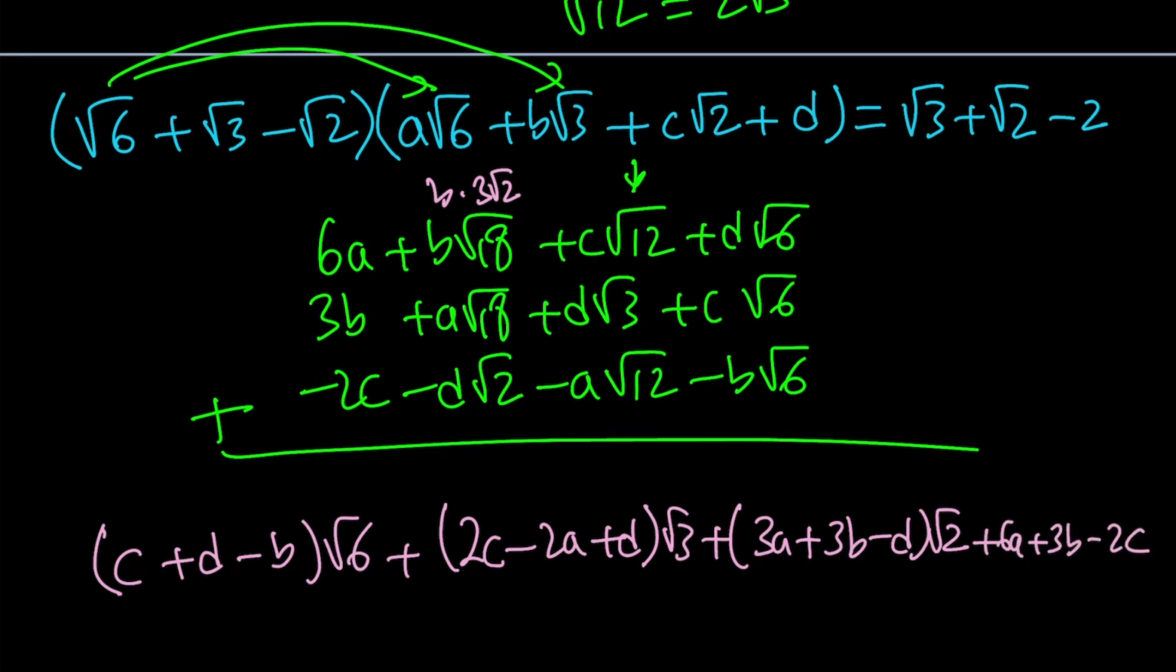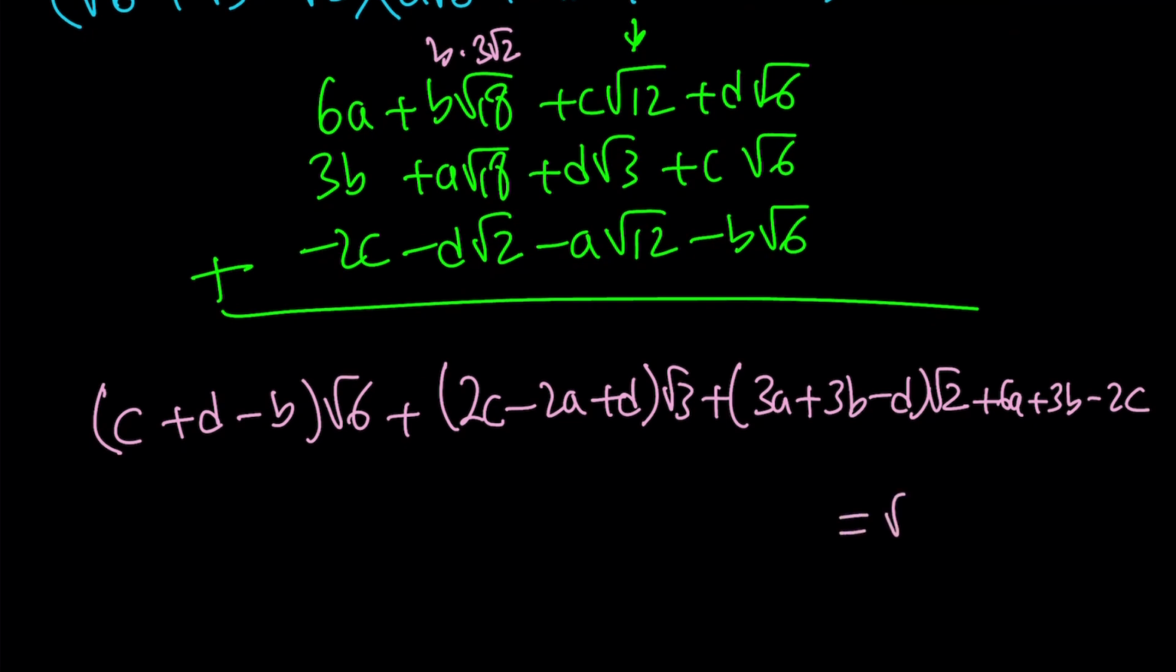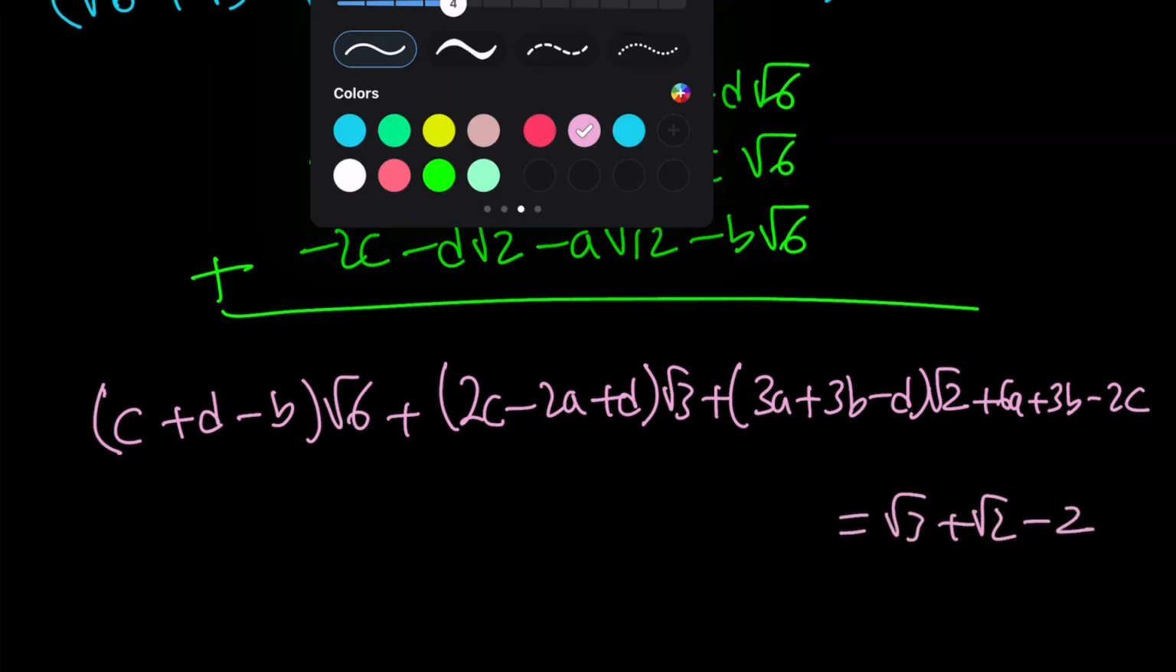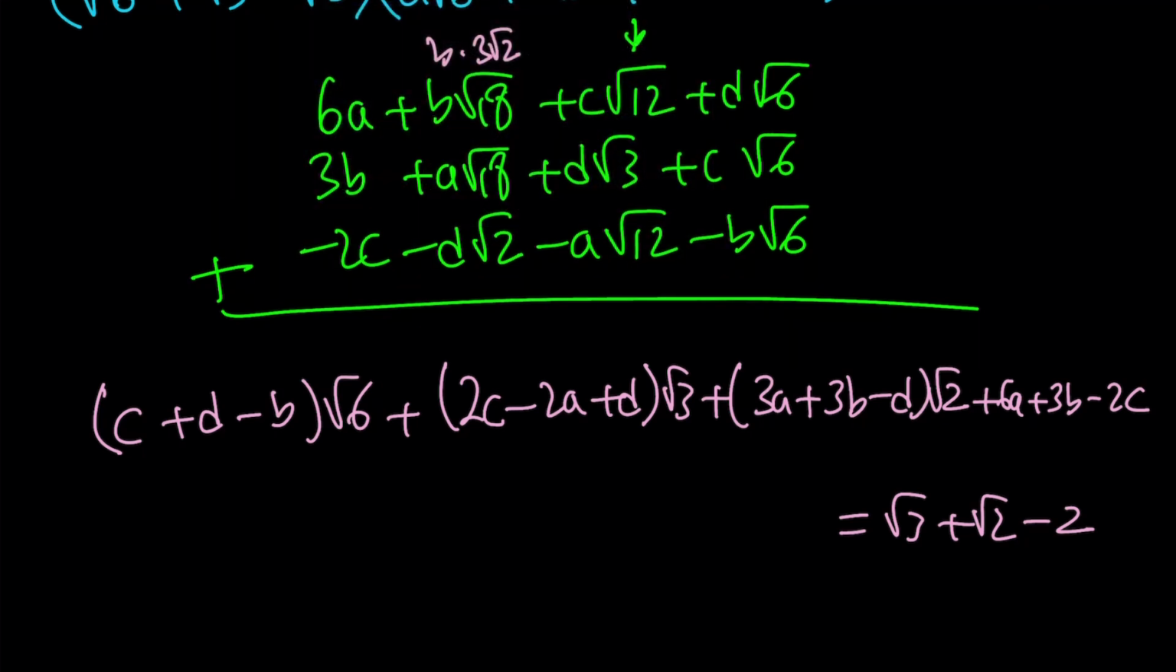And this is supposed to equal root 3 plus root 2 minus 2. And this gives us the coefficients. So this number is supposed to be 0. This number is supposed to be 1, because notice that we don't have a root 6, but we do have a root 3 here. And the coefficient of root 2 is supposed to be 1, and our constant is supposed to be negative 2. And guess what this gives you?